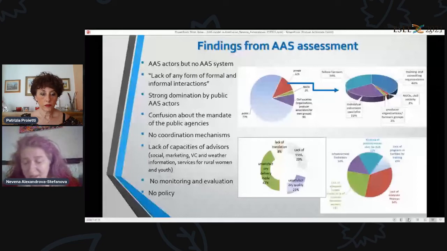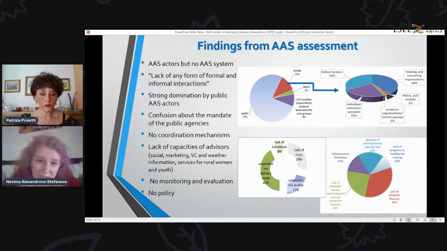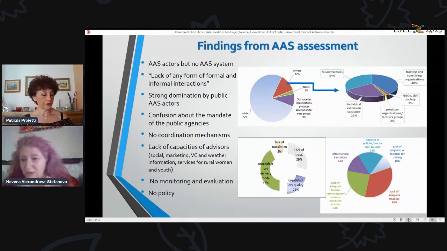But let's see who the private sector advisory service providers are. So we have the training and consulting organizations that are basically input suppliers. We have 34% fellow farmers, and this is a significant figure that we need to take into account, also individual extension experts and very minimal producer organizations, farmer groups, non-governmental and civil society organizations. It's an interesting observation indeed.